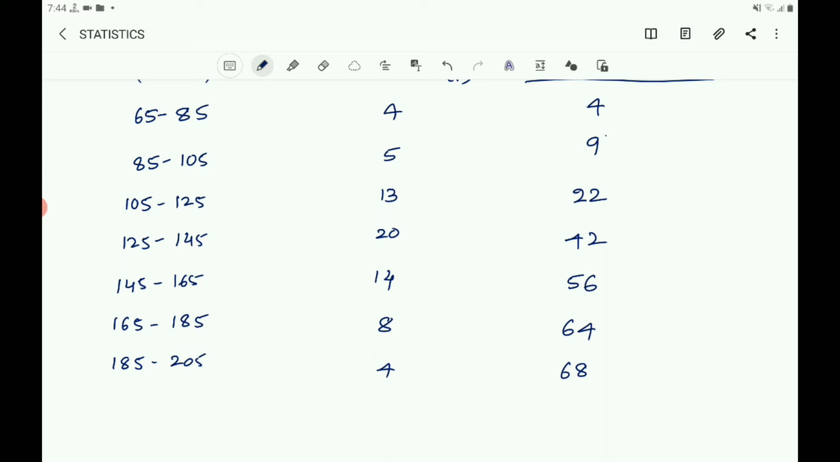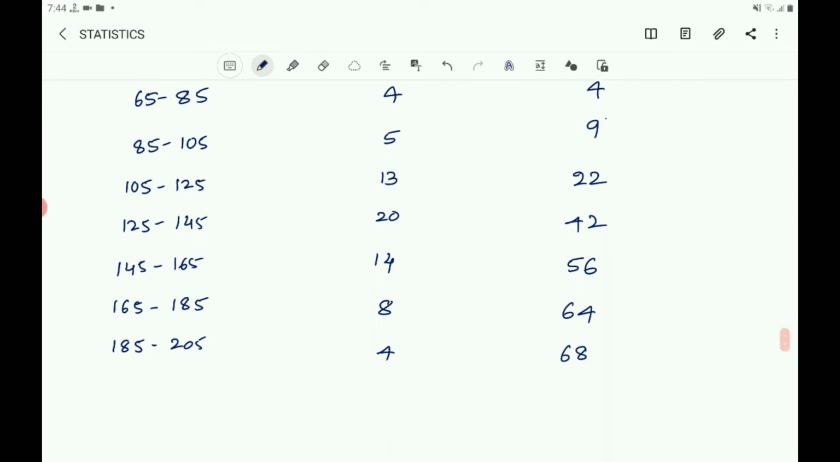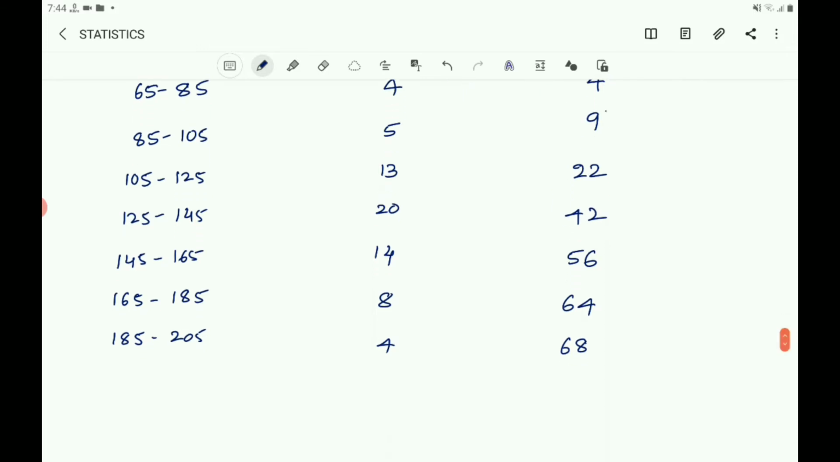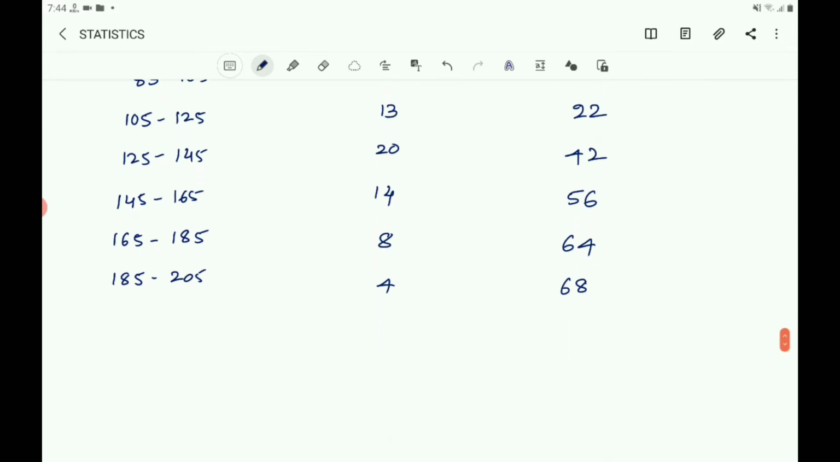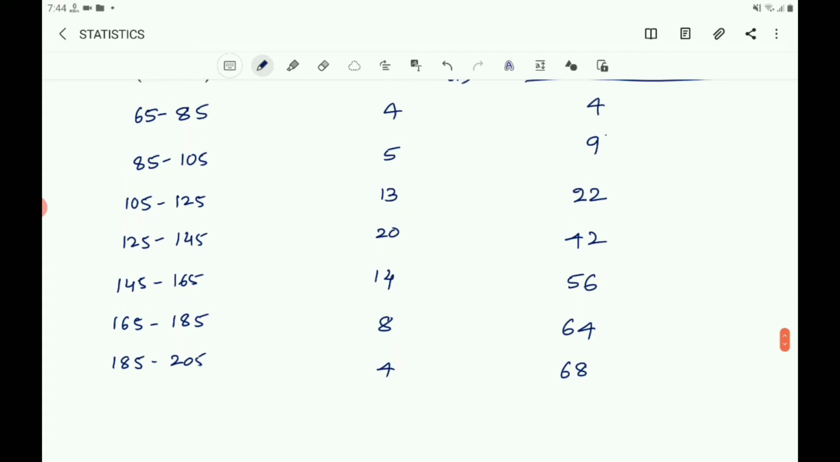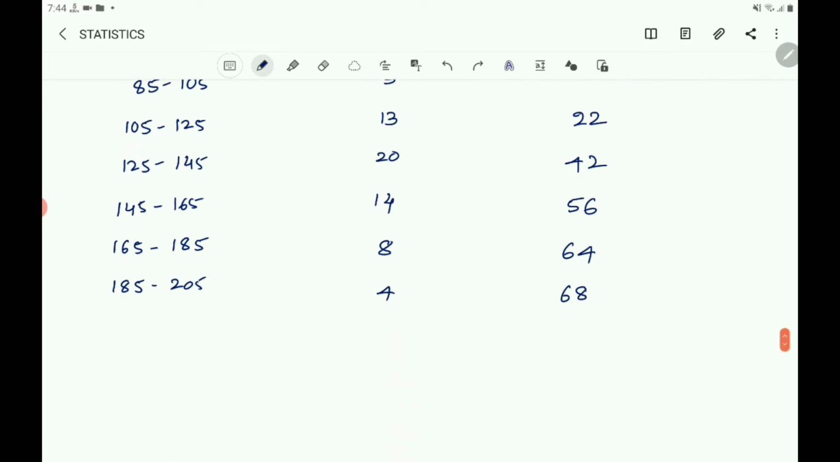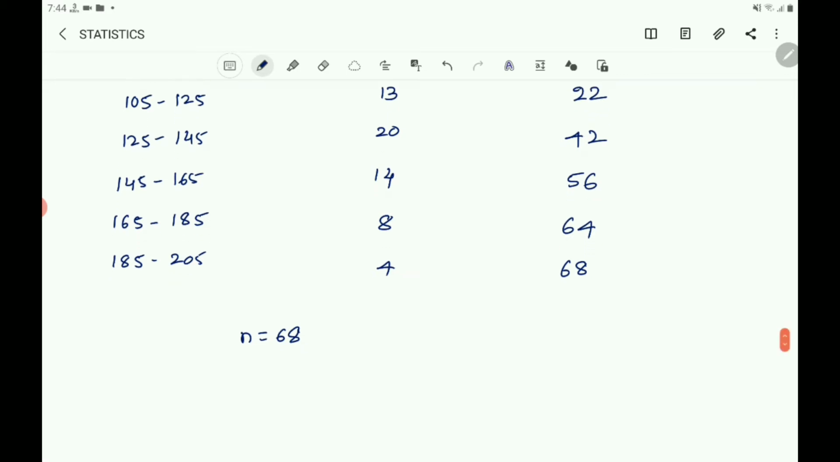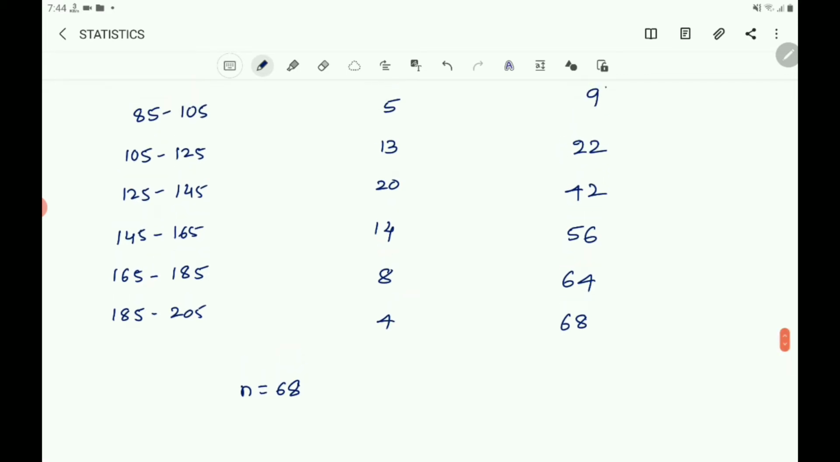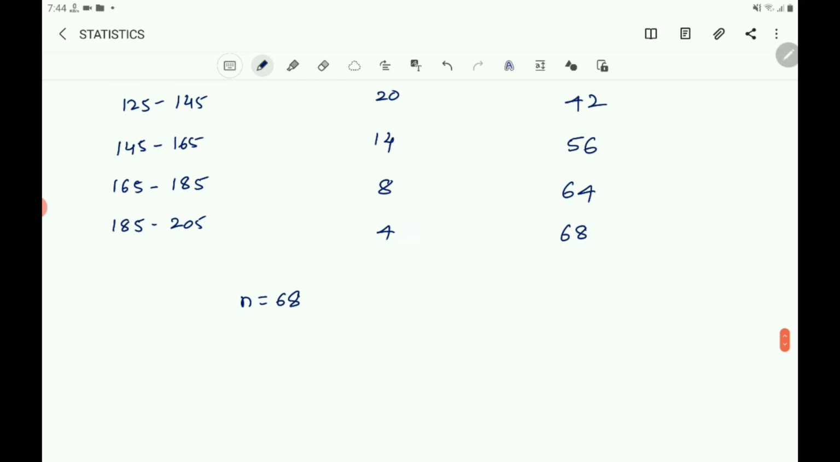The total 68 consumers are taken for the data here. Now N equals 68. To find the median class, we have to find N by 2. N by 2 equals 68 by 2, that is 34.